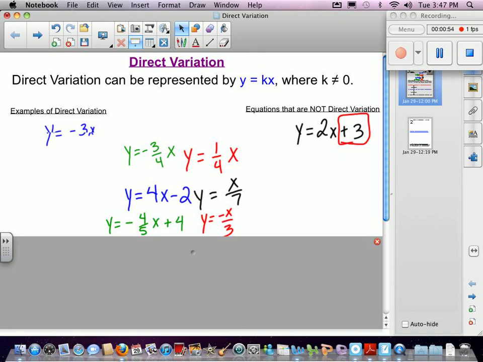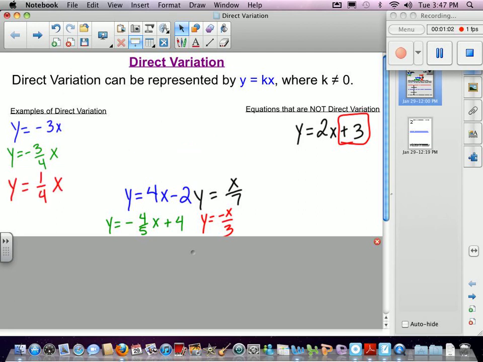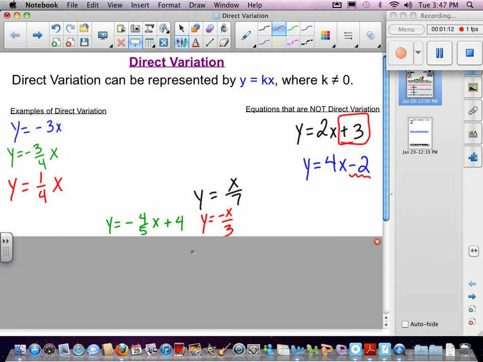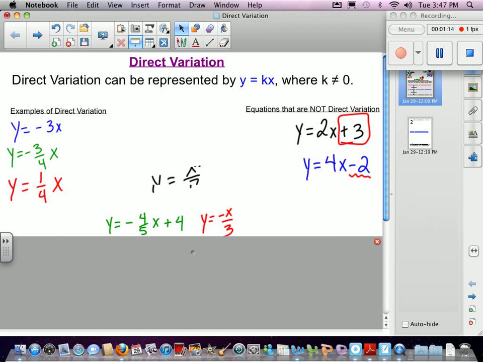If we take y equals negative 3x, that is going to be direct variation. Y equals negative 3/4 x would also be. Y equals 1/4 x would be over there. When we get to y equals 4x minus 2, again, that's not going to be direct variation because of the minus 2. Y equals x over 7 is going to be direct variation because we could write that as 1/7 x, so the k would be 1/7.